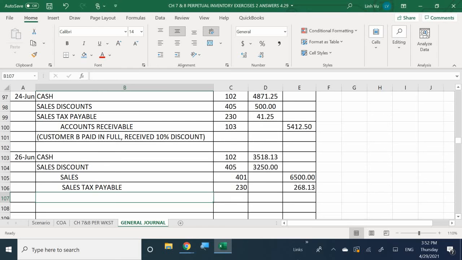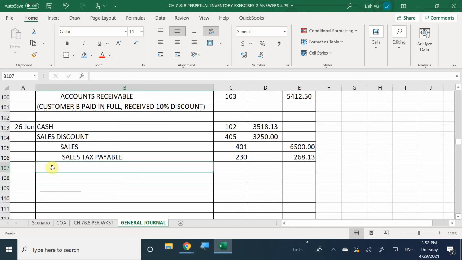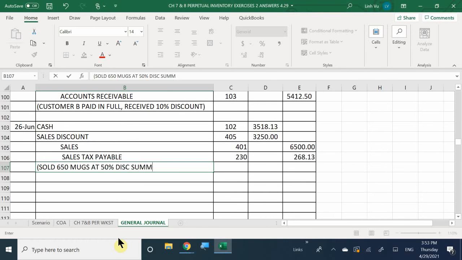So once again, in this case, it's definitely very important that you indicate that there was a sale going on, because here, I don't know what the sales discount is, so I need to place that information here. So I'm going to say I sold 650 mugs, okay, at 50% discount, summer sale. Okay.